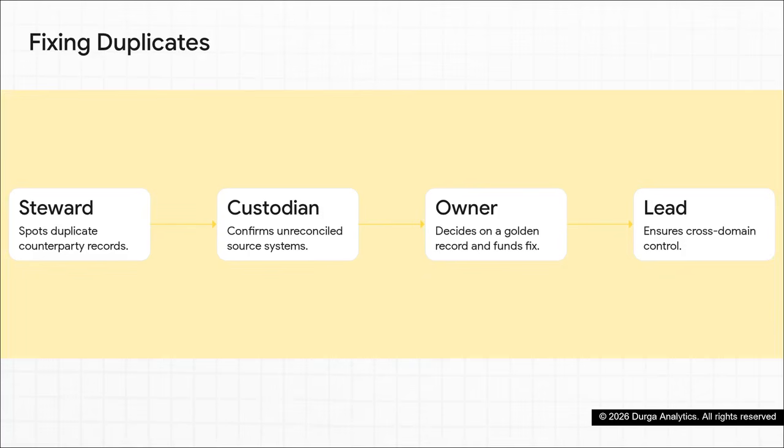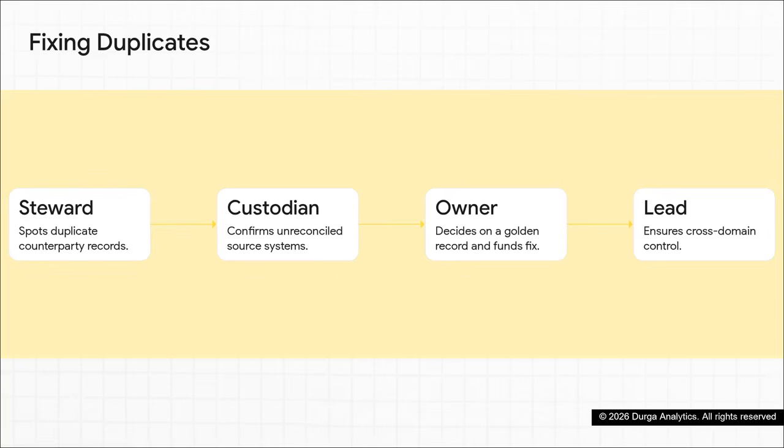Step 1. The data steward spots the duplicates during a routine quality check and raises the alarm. Step 2. The data custodian, our IT side, investigates the technical plumbing and confirms the records are bleeding in from two different source systems that were never properly reconciled. Step 3. The data owner steps in. They make the tough executive decision that the counterparty domain will use a single golden record, and crucially, they sign the check for IT to build that fix.